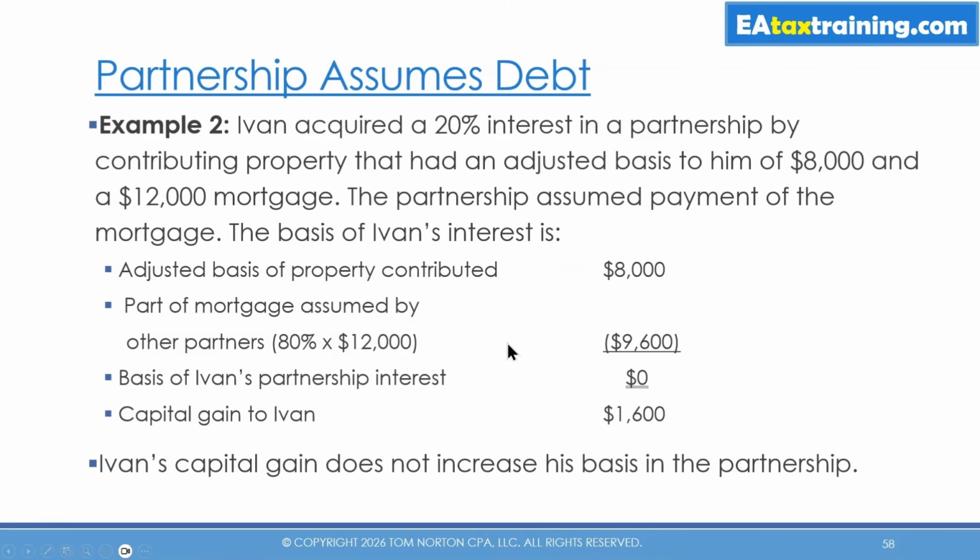So remember, his outside basis cannot go below zero. So his basis in the partnership interest is zero, and then he actually has a capital gain of $1,600. So since he's now off the hook for $9,600 of that $12,000 mortgage, and he only had $8,000 of basis in the property in the first place, he has to pay tax on the $1,600 difference. But his gain does not increase his basis in the partnership. So his basis in the partnership is still $0.